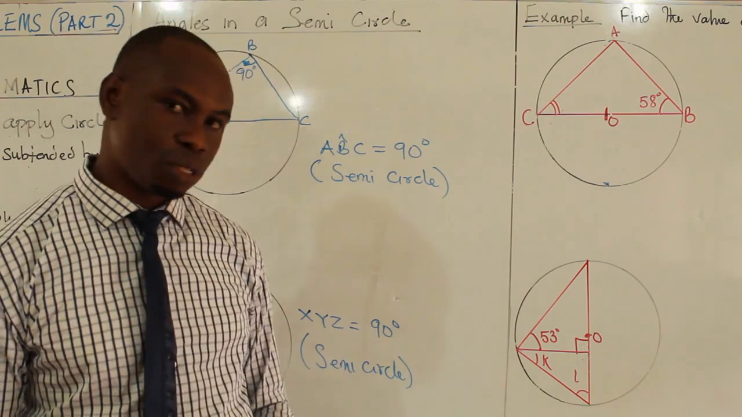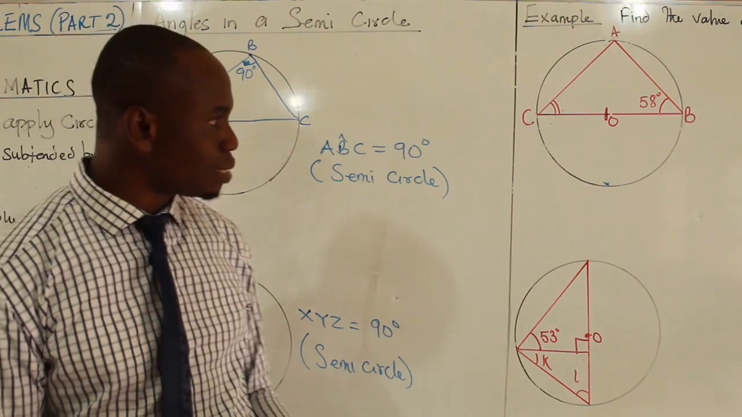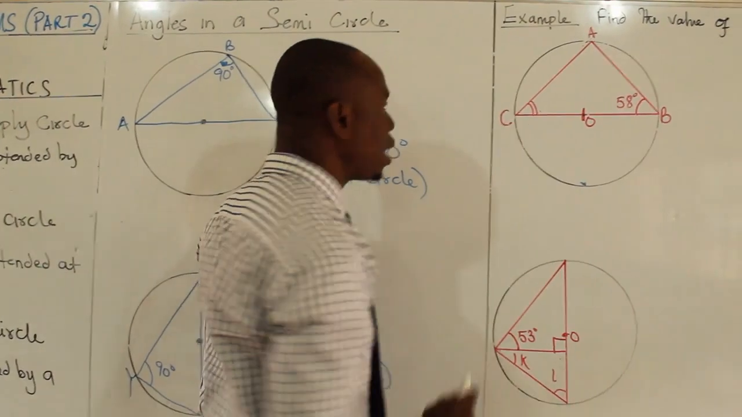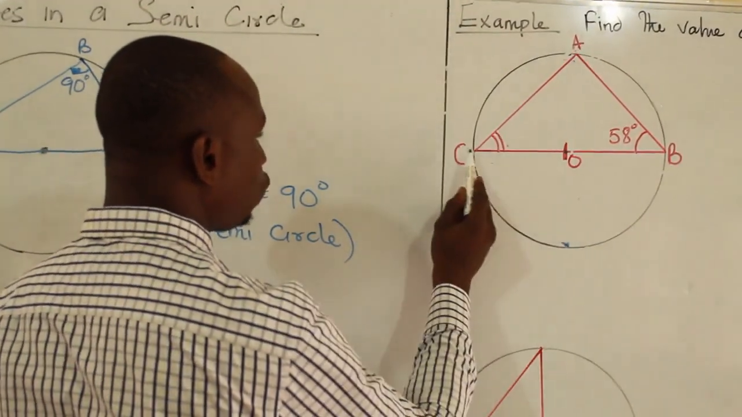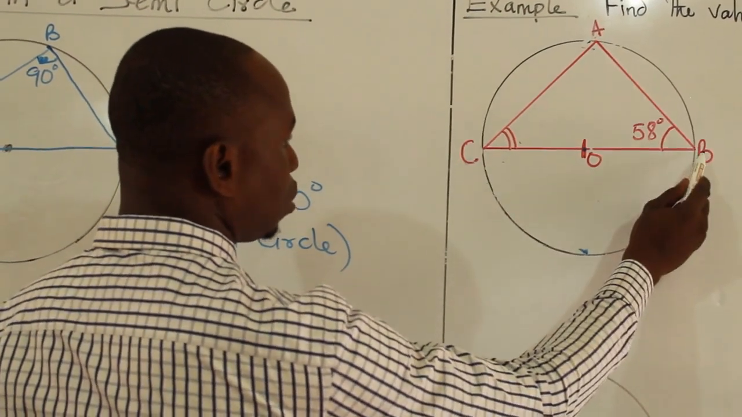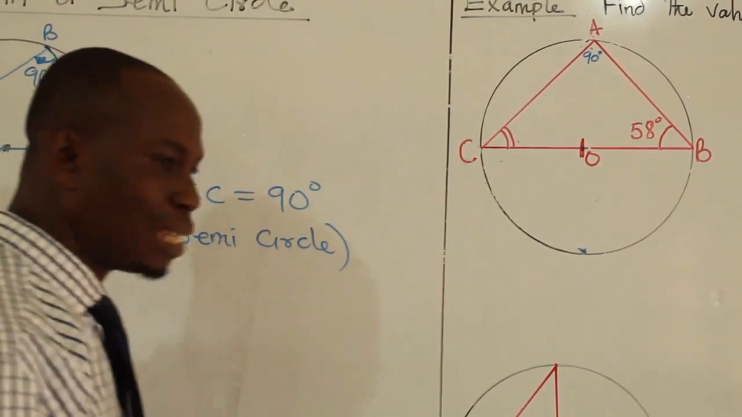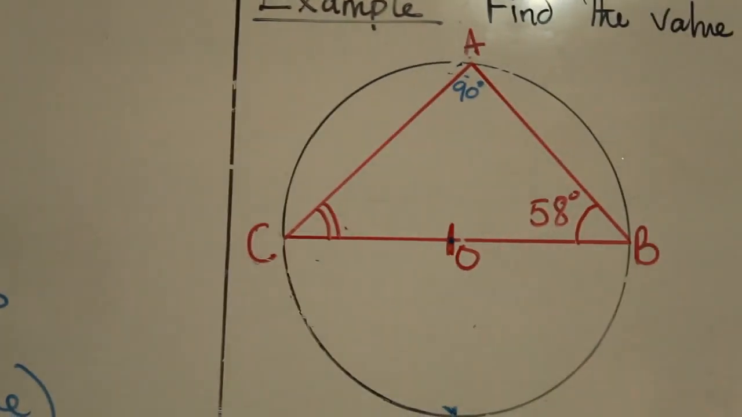So in our question here, CB represents the diameter. And like I said, once a diameter is drawn, any angle formed at a point on the circumference, drawn from one end of the diameter to the circumference and down to the other end, is 90 degrees. That is the first thing you will notice when you are about to solve this question.